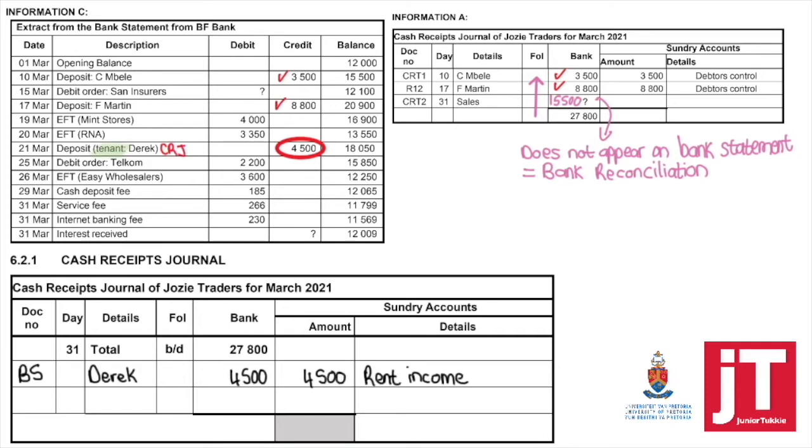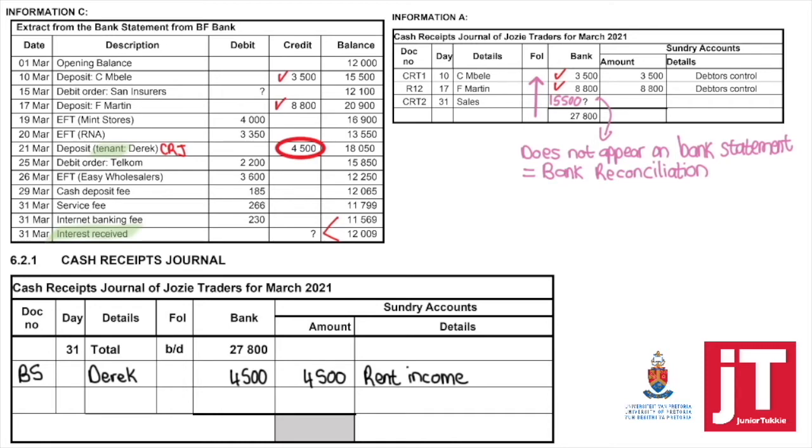Source document, bank statement. From who did we receive the money? From Derek. How much did we receive? 4,500. For what reason? Rent income. Always be specific. Then if you go down to the bottom, there's a question mark and it says interest received.